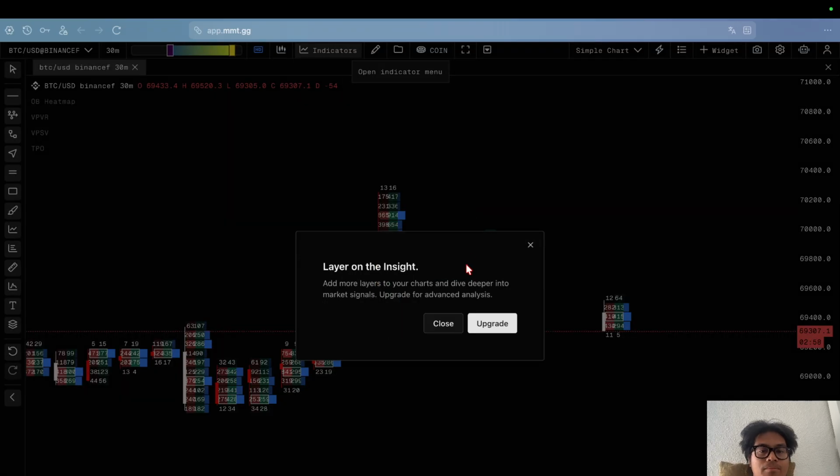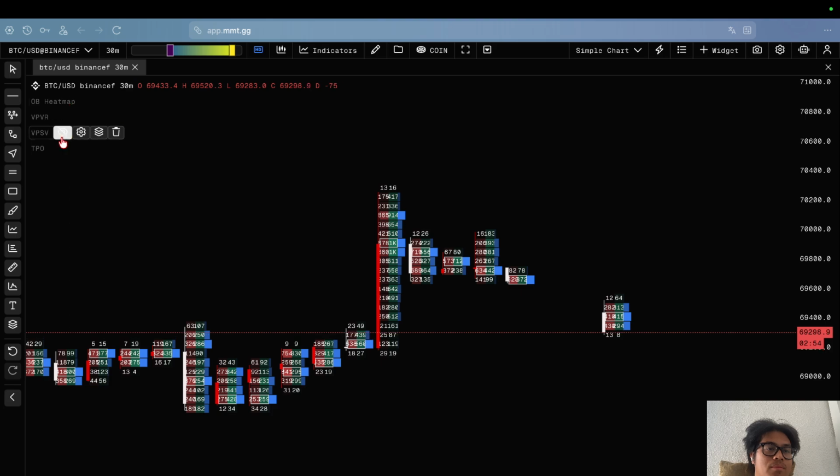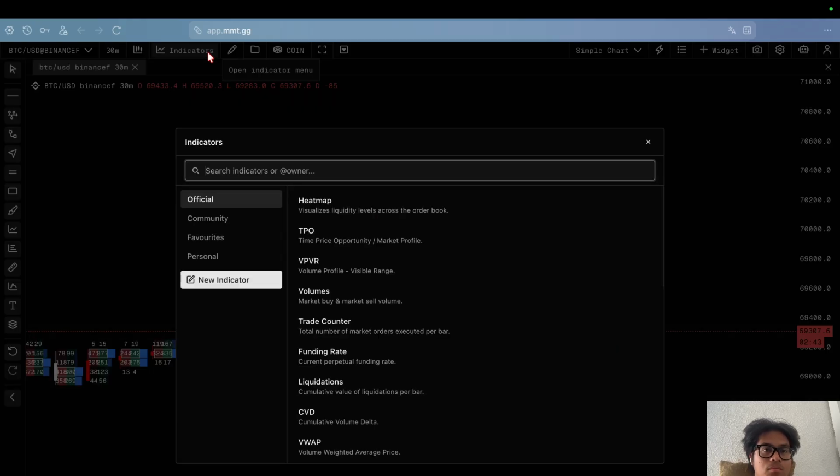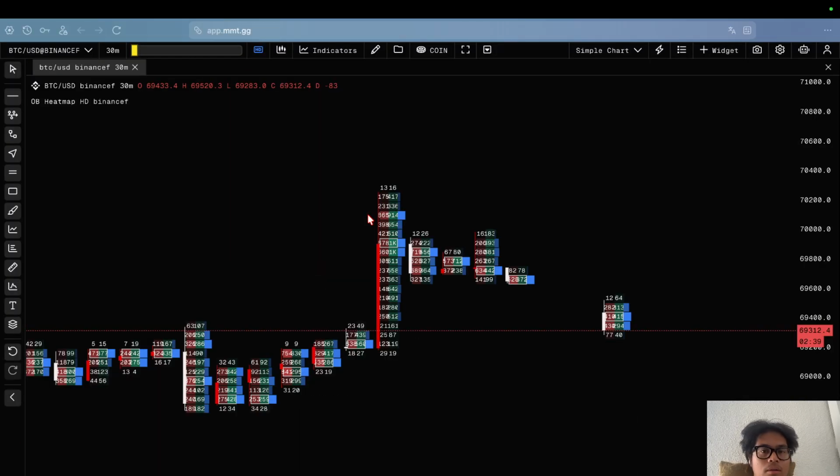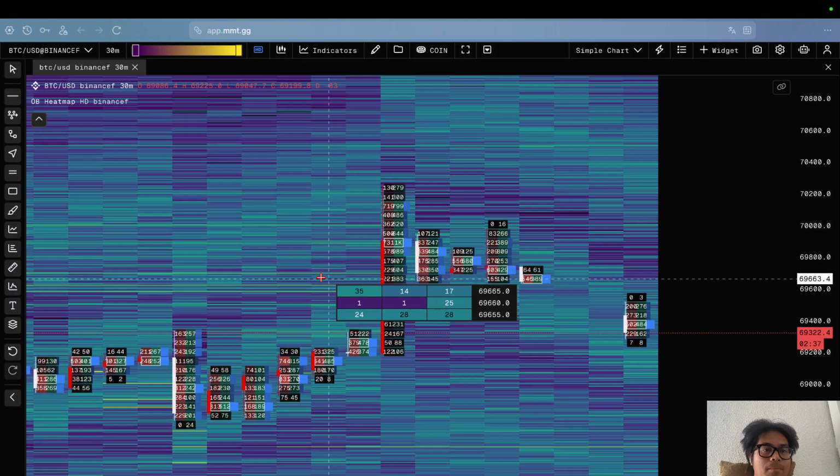Okay, heat map. Add more layers into the chart. Okay, it only supports 4, so I'm gonna take them all, just for the video. I'm gonna add them later. Don't worry, we're gonna see them all. What time is it? Okay. Oh, 5:07. Okay. Market open. This is the heat map.